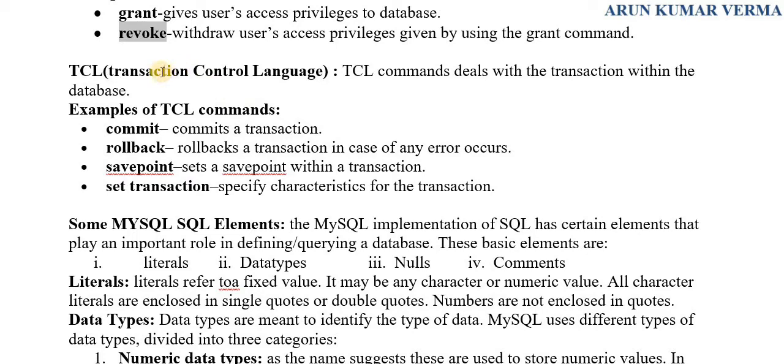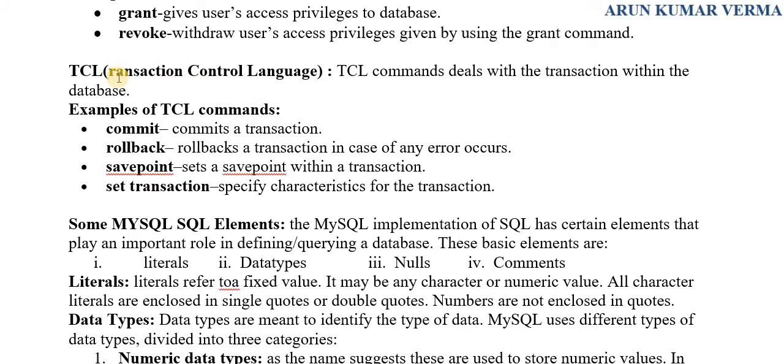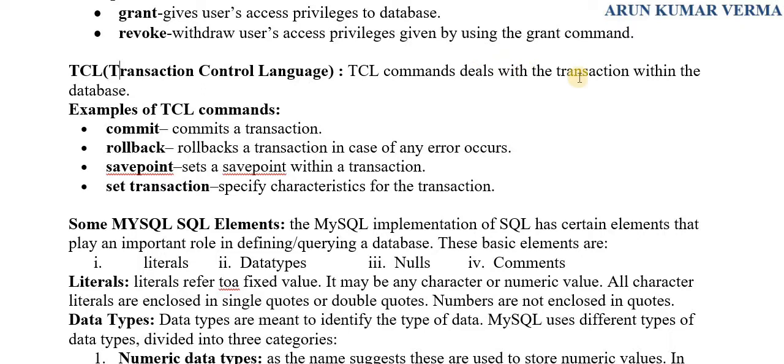Now the TCL command, transaction control language, deals with the transactions within the database. Commit: suppose you have done a transaction and you do not want to modify it, in this case you will use the commit command. After committing the transaction, no one can modify the data. And rollback is used in case of any error. If you input any wrong data and want to undo it, it works like a Control plus Z command.